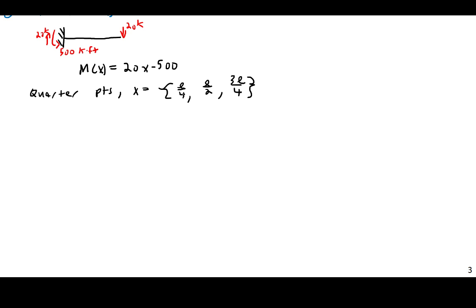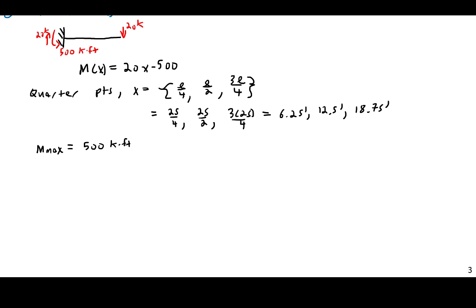So for this beam, since our beam is 25 feet long, this means that we're really looking for the moment at 25 over 4, 25 over 2, and 3 times 25 over 4, or simply 6.25 feet, 12.5 feet, and 18.75 feet. Now, our M max is going to occur at the left end, and it is 500 kip feet.